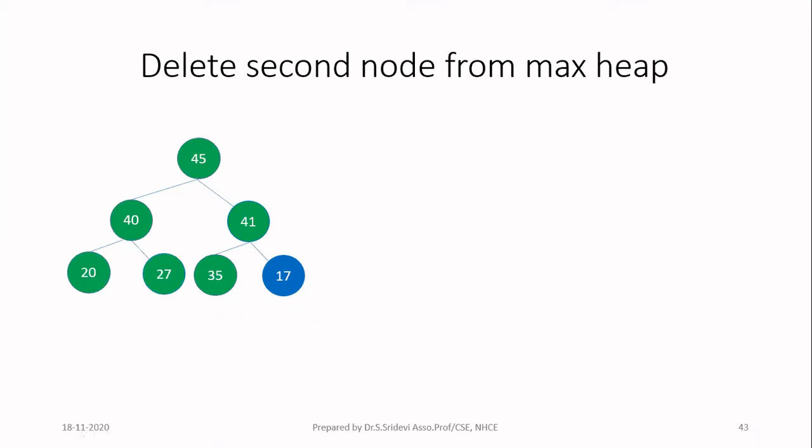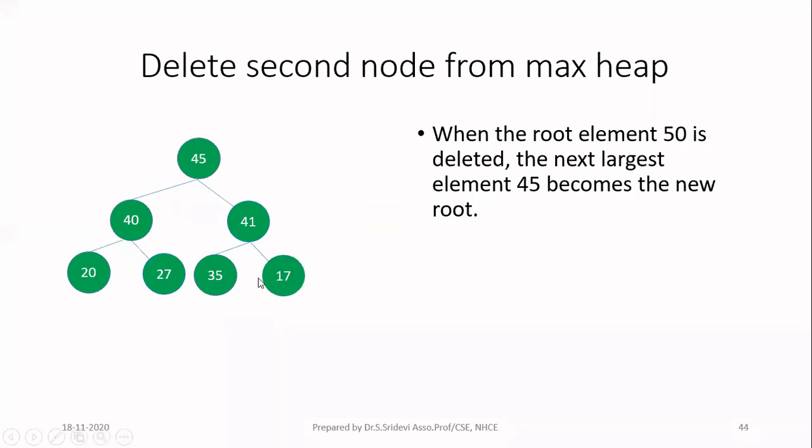Because whenever it is the root of a subtree, at that time only you have to check whether it is following the property in that particular subtree. But now 17 is a leaf node, so no need to check anything. So now 17 has occupied its final position. So in our second deletion, what we have done is we have started with the root element 50 and we have deleted it. After the deletion is over, the next largest element 45 becomes the new root. So in every delete operation, you will delete the maximum element which is available at the root, and after that the next largest element will occupy the root position of your max heap. So this property holds true for all max heaps.